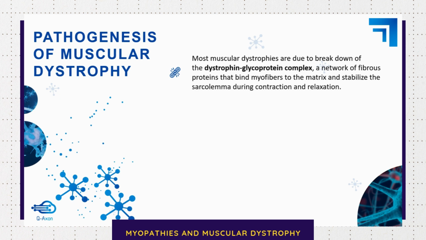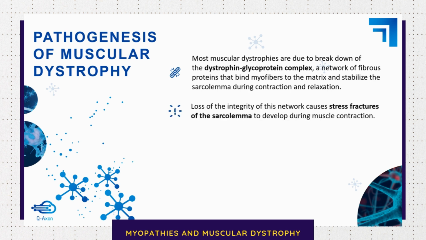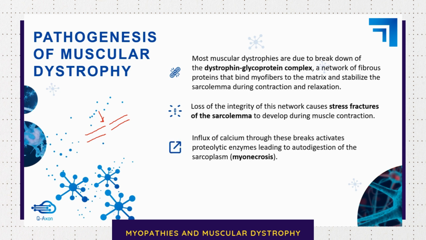So what happens when this protein is faulty is that with repeated contraction over a period of time, there is structural damage to the muscle. There are what are called stress fractures of the sarcolemma. So now you have small break points in the sarcolemma. Now, through these breaks, calcium ions can enter.